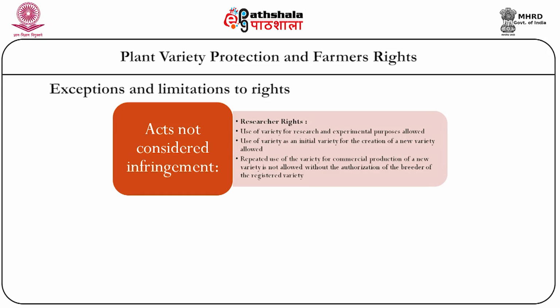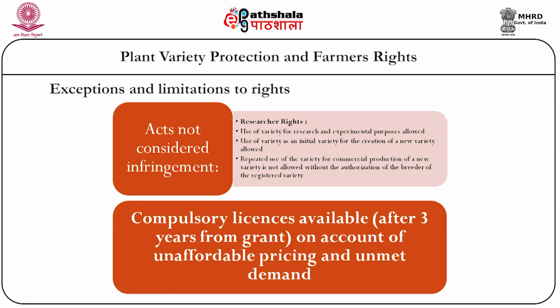The acts that are not to be considered as infringement primarily deal with the rights of the researchers. Now, in case of researchers' rights, the use of a variety for research and experimental purposes is perfectly allowed, which means that these acts shall not amount to infringement. Secondly, the use of a variety as an initial variety for the creation of a new variety is absolutely allowed. The repeated use of a variety for commercial production of a new variety is, however, not allowed without authorization of the breeder of the registered variety. There are provisions concerning compulsory licenses, which are available 3 years after the grant of the protection, that is after issuance of the certificate, on account of unaffordable pricing and unmet demand.